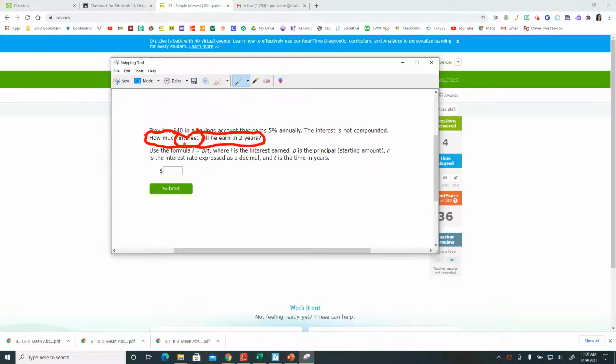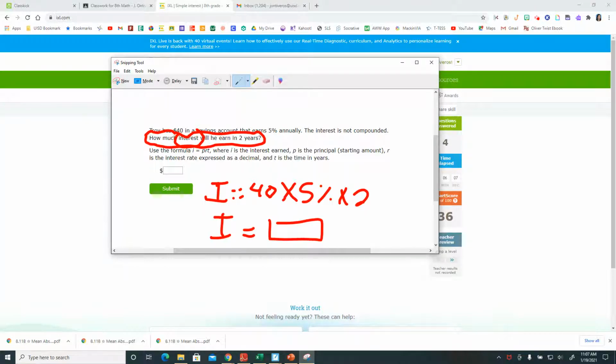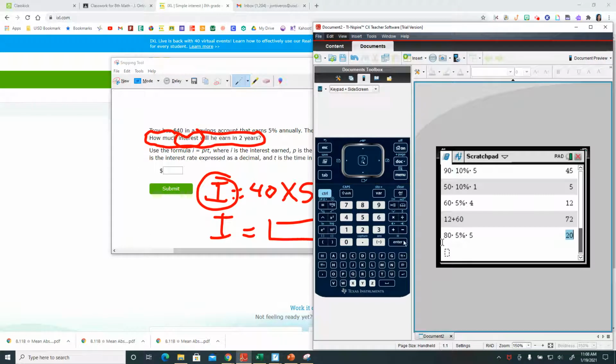So if you find this in the question, interest, all you got to do is just multiply 40 times 5% times 2. And that will give you the interest. There's no extra step. That literally just gives you the interest because look at the formula. Formula, it's I equals. That means interest. So automatically you can get the answer by multiplying them, okay?